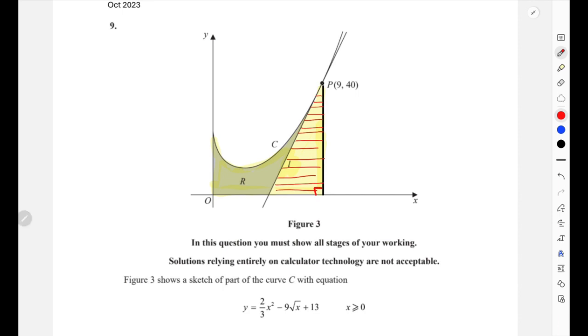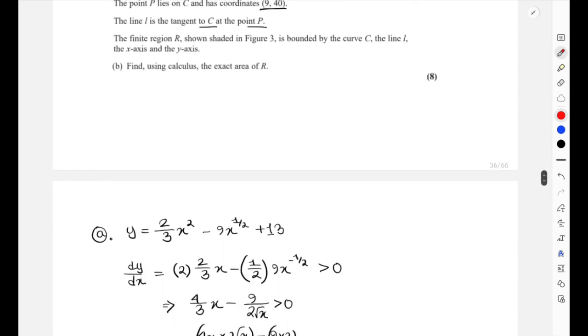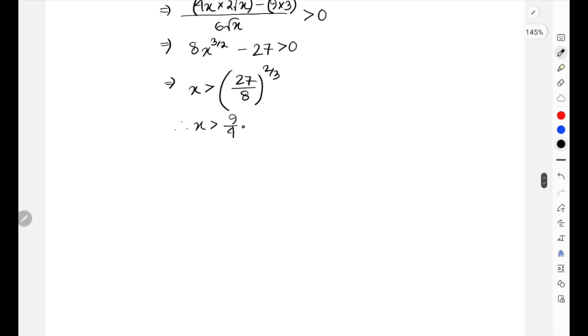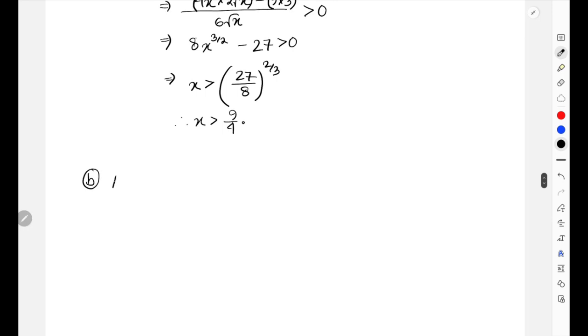So now I already know the upper boundary will be what? 9, and the lower boundary over here is 0, right? On the y-axis, the value for x is 0. So I can clearly understand: I will integrate the equation for the curve with boundaries of 9 and 0. So let's start the integration over here. For part B, we'll start with the integration, the area under the curve.